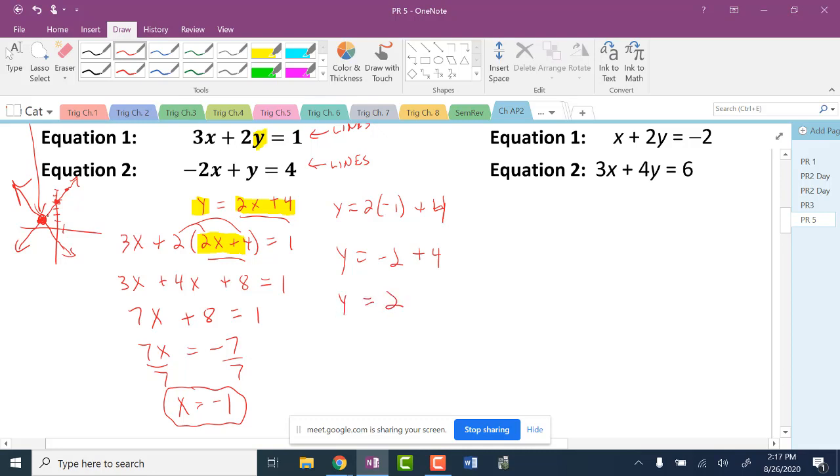All right, and then remember what I said. Hey, this is two lines. This solution is where they intersect. They intersect at a coordinate. So you have to write this in x comma y form when you're done. I really hope you remember this.